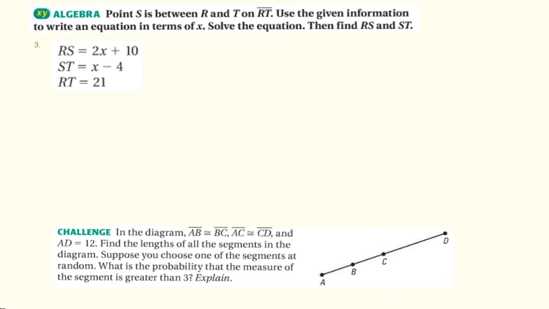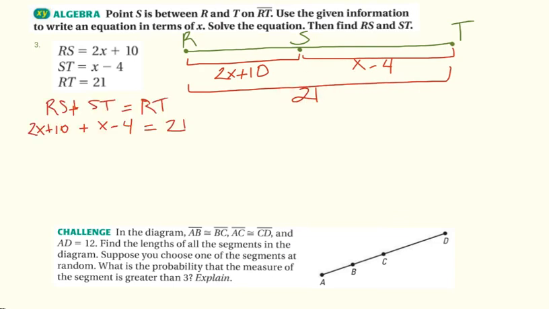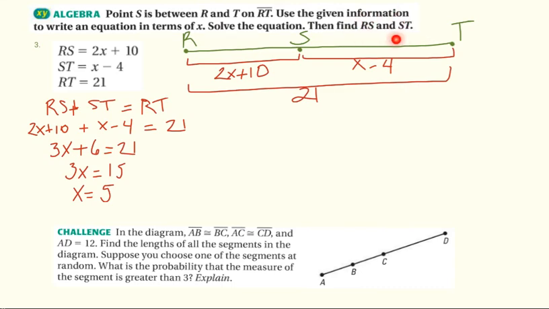All right, now that you've tried your question, this is what your picture should look like. Next, you would want to set up your equation, so it should be 2x plus 10 plus x minus 4 should equal 21. Once you solve your equation, this is what it should look like. And don't forget to reread the question of what they're asking you to find. You need to find RS and ST, not just the x, and that will happen quite often this school year. So you need to take your 5 and put it back into the RS equation and into the ST equation, and this is what you should get for your solutions.